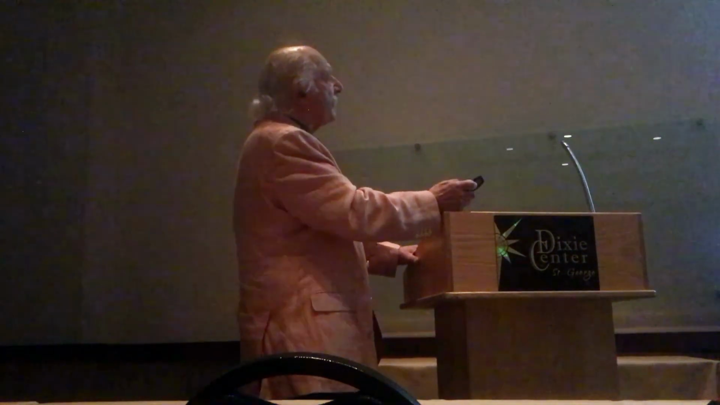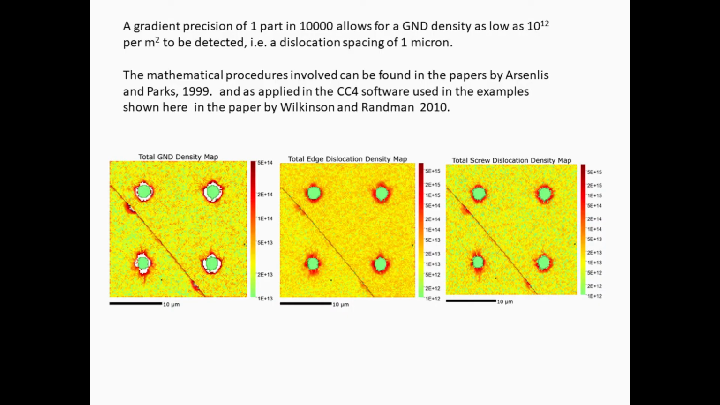So we can calculate the GND density from the strain gradient. With a sensitivity of 1 part in 10,000, you can measure the dislocation density down to 10 to the 12. That's 1 micron between each dislocation, which is the annealed-in dislocation density. So where it is green, it's at the annealed-in density, and we're starting to see things about 1 order of magnitude bigger than that.